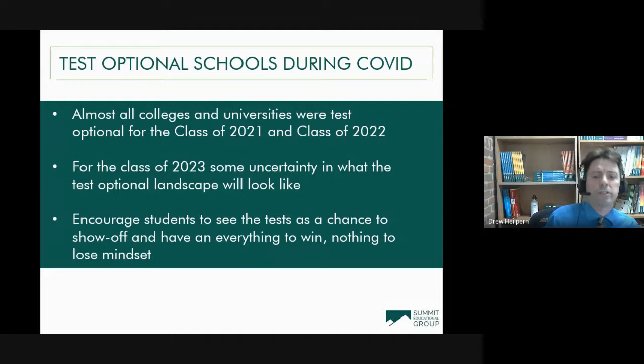So the way we want our juniors to see these standardized tests in this test optional context is really encouraging students to see the tests as a chance to show off a little bit. We want them to have an everything to win, nothing to lose mindset. See it as an opportunity to get another objective data point to just show that they're academically ready for the rigors of that particular college or university, but knowing there's going to be schools on their list that are test optional. And if those scores come in lower than what they were hoping or expecting, they're not going to be obligated to send that score. So that's where that everything to win, nothing to lose mindset comes from.